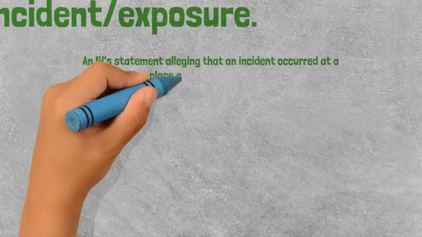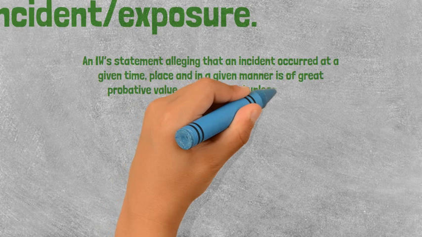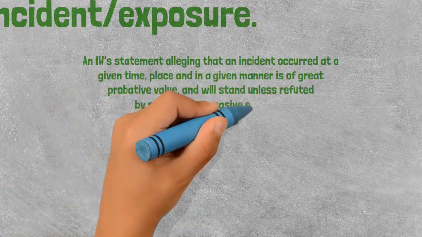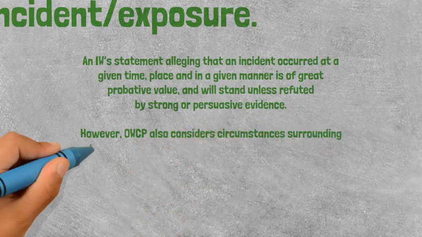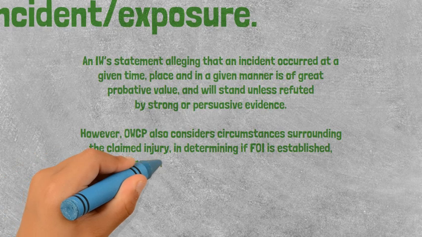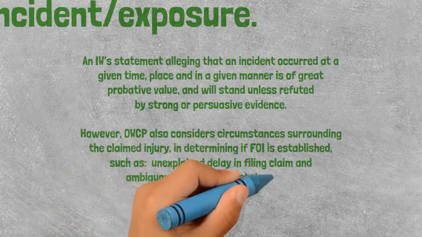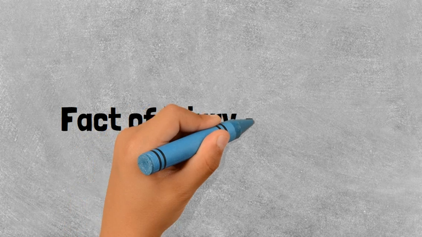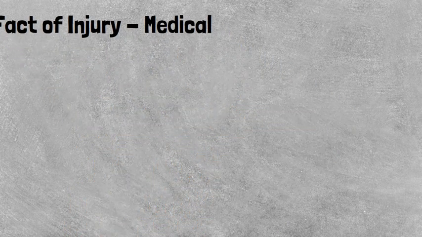An injured worker's statement alleging that an accident occurred at a given place, time, or in a given manner is of great probative value and will stand unless refuted by strong or persuasive evidence. However, OWCP also considers circumstances surrounding the claimant's injury in determining if fact of injury is established, such as unexplained delay in filing a claim and ambiguous and inconsistent statements. Fact of injury: this is the most important and most disputed part. First, we'll talk about the medical.